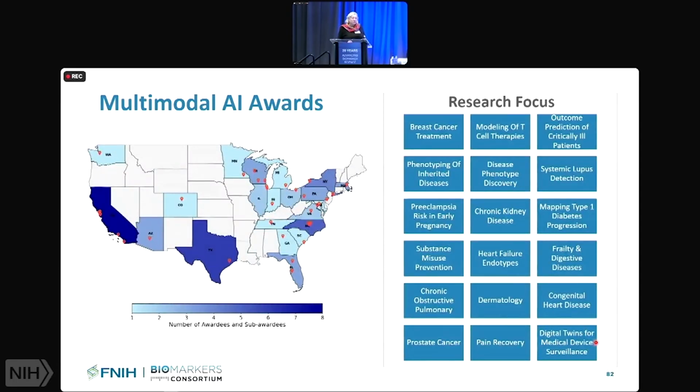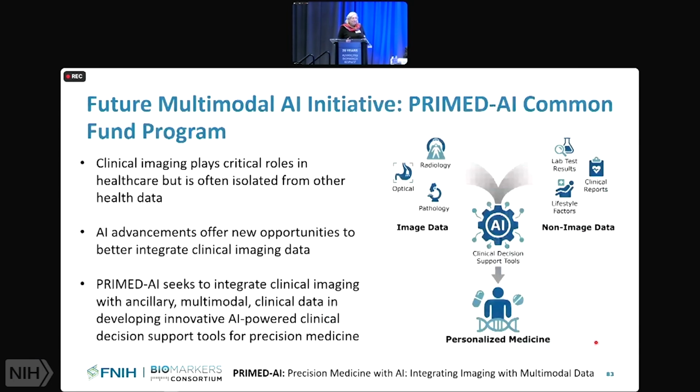These are just some of the awards that we've made across the United States and in their focused area of research, including breast cancer, looking at predictive outcomes for critically ill patients, diseases and phenotypic discovery systems, lupus, something that we're passionate about. So some of the work that we've been doing over the past 2 years, and I'm hoping that we'll continue multimodal AI in this next program, which is a primed AI common fund program.